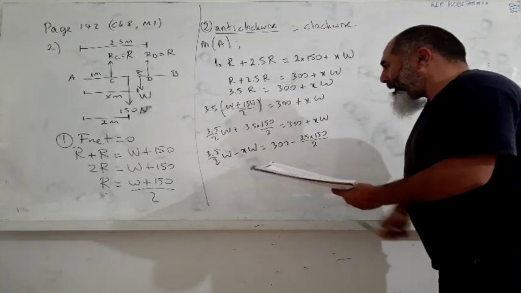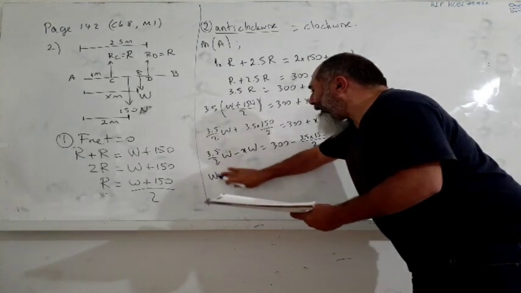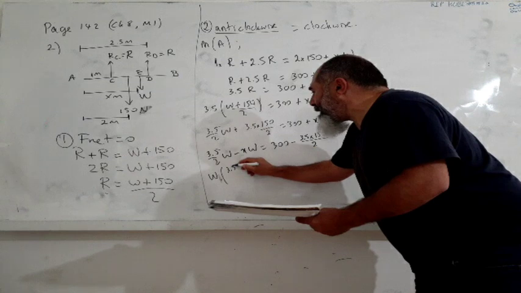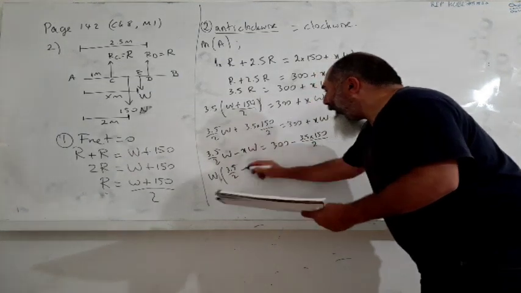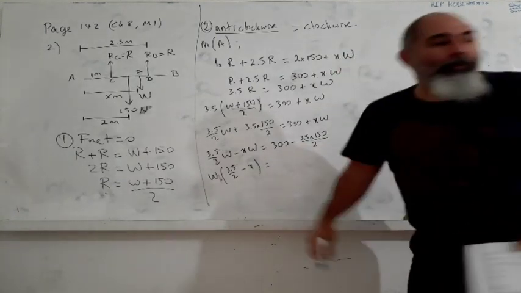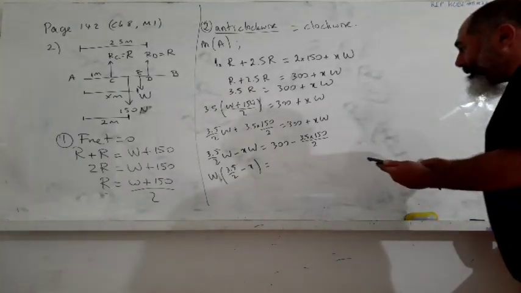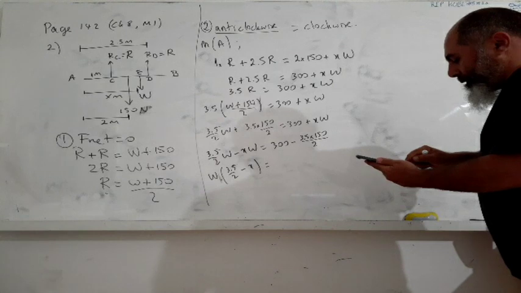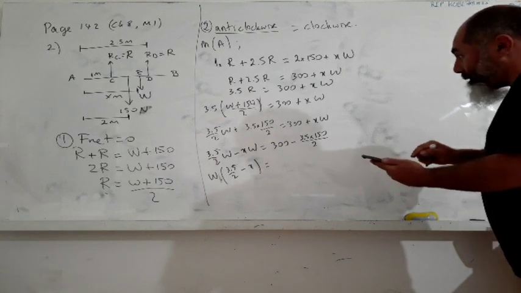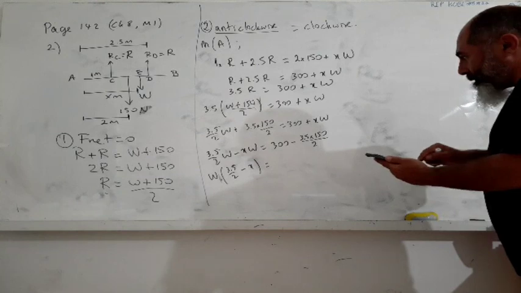W in the brackets is 3.5 over 2 minus x is equal to 37.5.